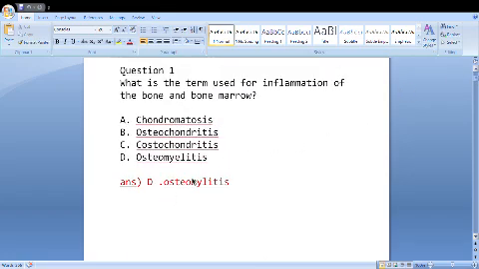Osteo means bone, myeli means bone marrow, and itis means inflammation. So the term used for inflammation of the bone and bone marrow, the right answer is option D, osteomyelitis.